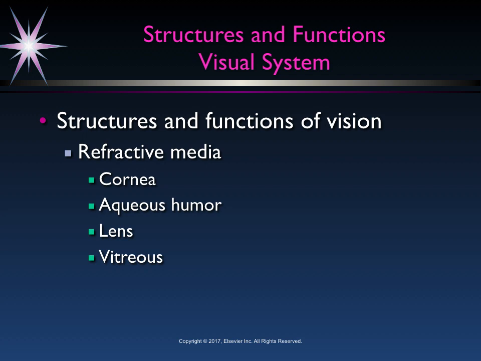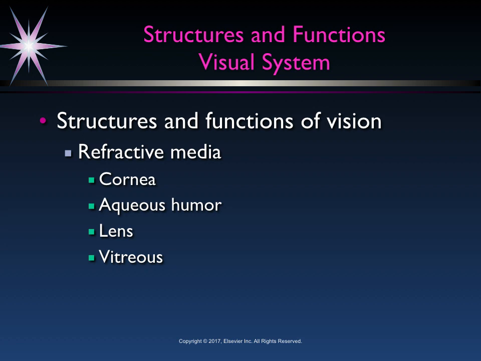The lens itself is a biconvex structure. It's located behind the iris, and it's supported in its place by some small fibers that collectively are called the zonule, and that connects the lens to the ciliary body. The primary function of the lens is to bend that light ray so that it falls onto the retina.